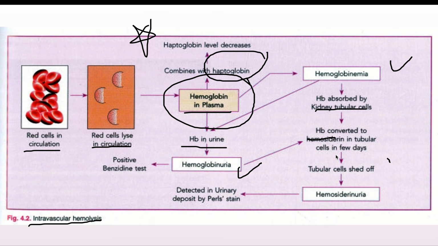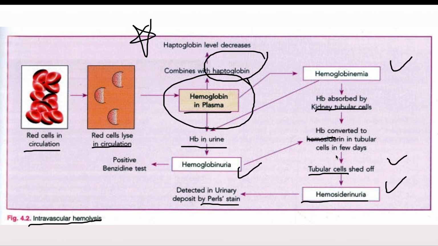So hemosiderin will be present in the tubular cells. Now when these tubular cells shed off, okay, in the kidney also, like in all of our body, all the cells get shed off, these tubular cells will release themselves into the urine. This is known as hemosiderinuria. These tubular cells will contain hemosiderin, and if we stain this urine with the help of Perls' Prussian blue stain, we can see the presence of hemosiderin there.